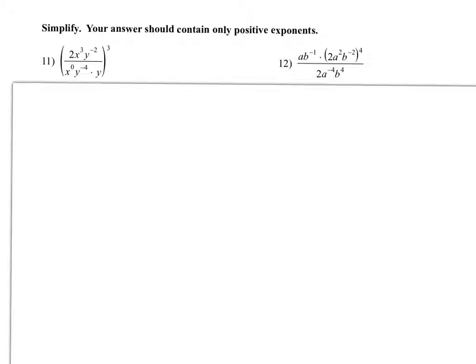All right, next up, number 12 here. So the first thing I'm going to do is I'm going to send in the 4th power to all the exponents here. It all multiplies. Everything else, though, is going to stay the same. So I'm going to remind myself that's a to the 1st, b to the negative 1, 2 to the 4th, a to the 8th, and then b to the negative 8th. And then the bottom's going to stay the same.